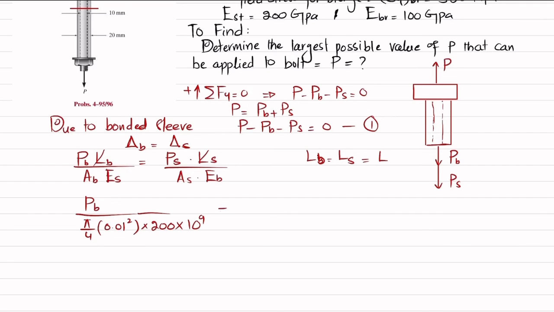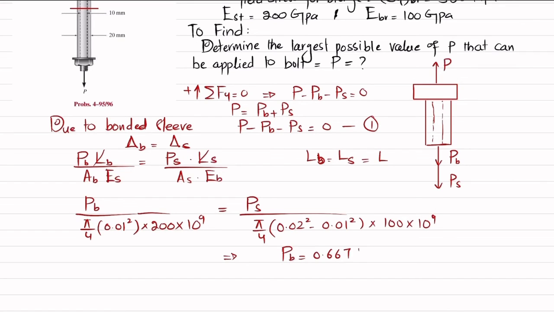200 into 10 to the power 9 is equal to P of sleeve divided by area of sleeve, which is pi by 4 into d outer square minus d inner square. So d outer is 0.02, squared, minus d inner 0.01 squared, multiplied by E of bronze, which is 100 gigapascal, 100 into 10 to the power 9. When you solve this for PB, PB will be equal to 0.667 P of sleeve, clear?